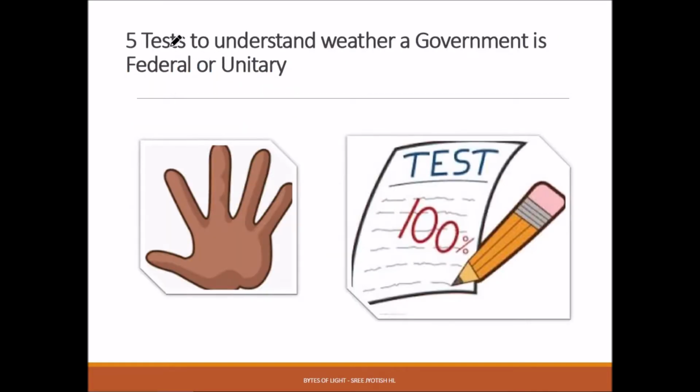So, our first topic is the 5 tests to understand whether a government is federal or unitary. We had learned about federal and unitary government in the previous lecture. So let's start the test.